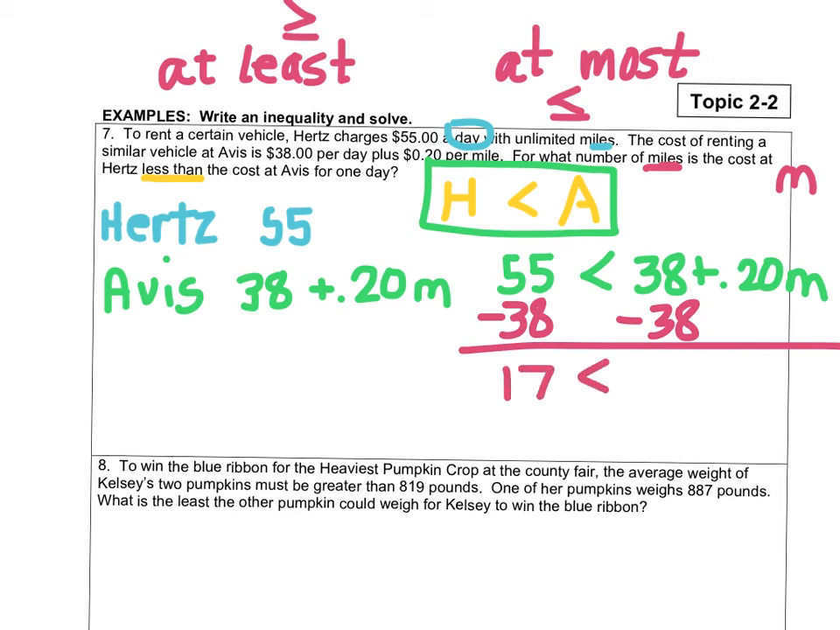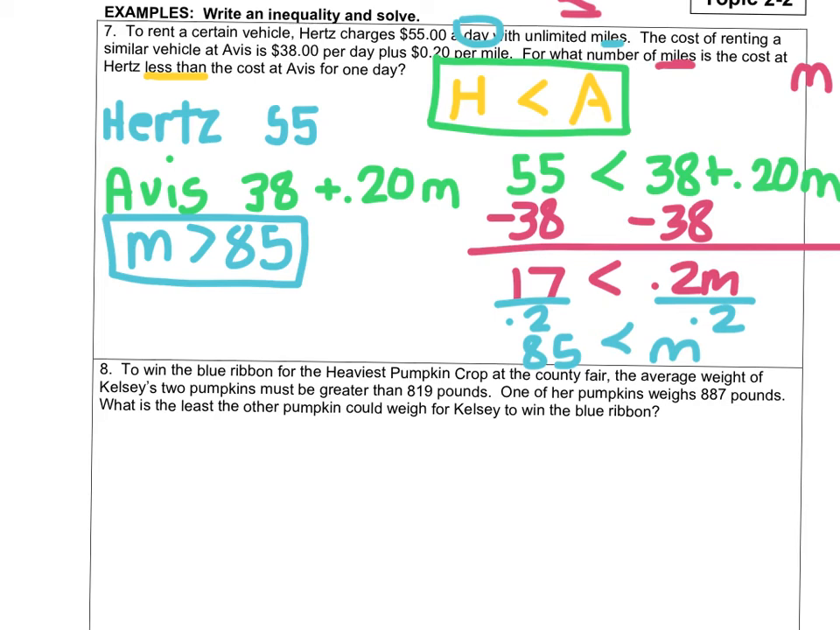and we'll have 17 is less than 0.2 m. We'll divide by 0.2 on each side, and we'll end up with m is greater than 85. Notice that I've rewritten it as m is greater than 85. So the answer means that Hertz is less than Avis as long as you're driving more than 85 miles.